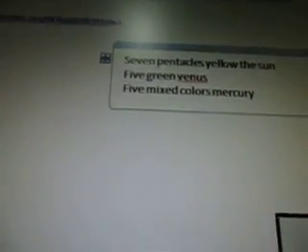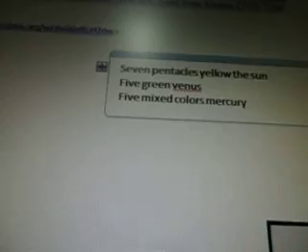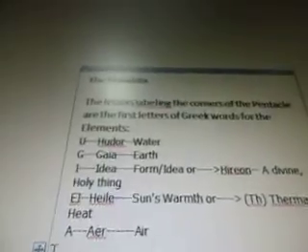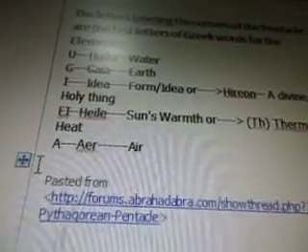So this is what I found, and I don't know what this means, and I'm sure a scientist knows what it means. So 7 pentacles, yellow the sun, 5 green is Venus, 5 mixed colors is Mercury. That came up. Then the elements, the letters labeling the corners of the pentacle are the first letters of Greek words for the elements. U is Hudor, meaning water. G is Gaia, earth. I, idea, form, idea, or hieron, a divine holy thing. Ea, Hele, sun's warmth, or thermoheat, A, air.